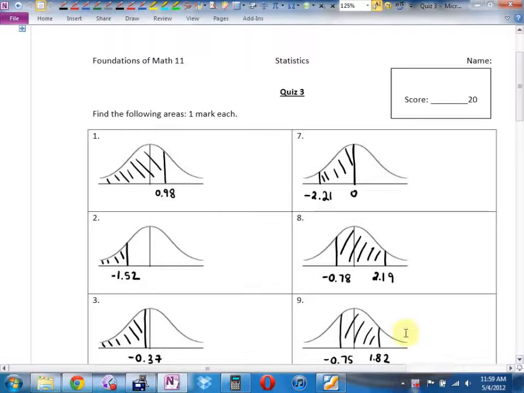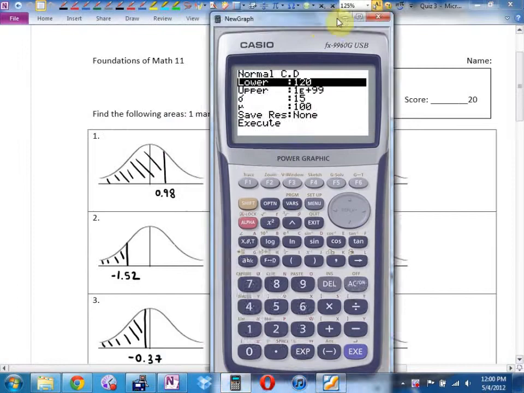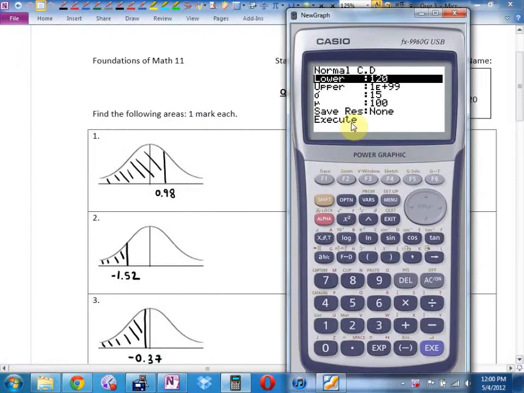Okay. I'm going to choose to do this with technology because I think it's a little bit faster for me. So I'm going to go to this menu here most of the time for most of these questions. I'll do the first column, 1, 2, 3, 4, then I'll do the second column. This is going to be a lower value of negative infinity, an upper value of 0.98.